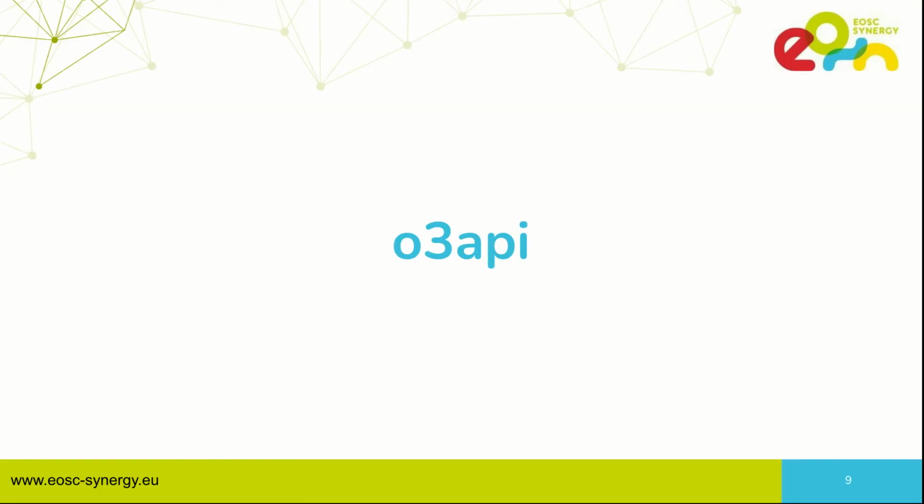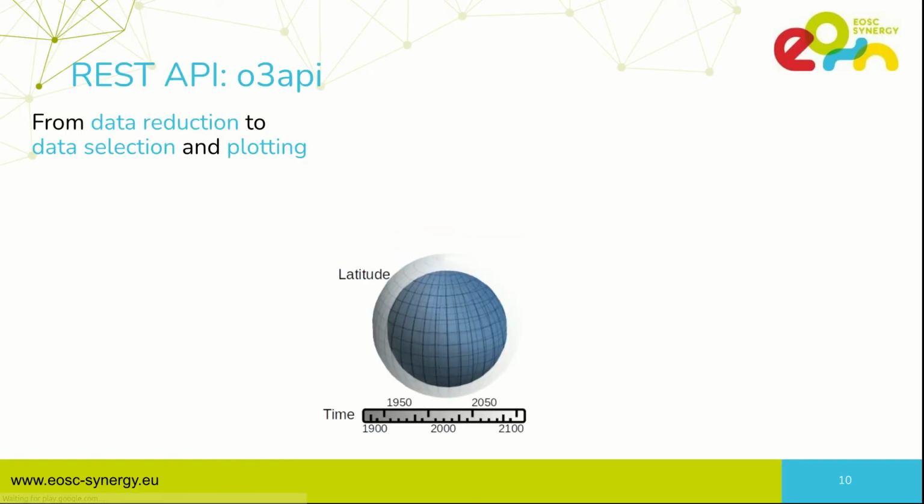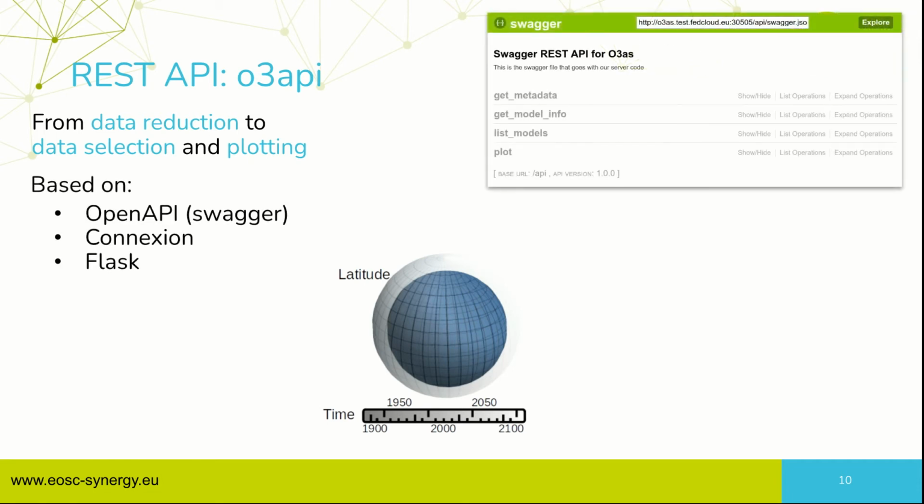Now we go to the O3 API component. This component accepts user requests, performs data selection, final processing, and plotting. It is based on the Swagger tool, Connexion, and Flask Python packages.